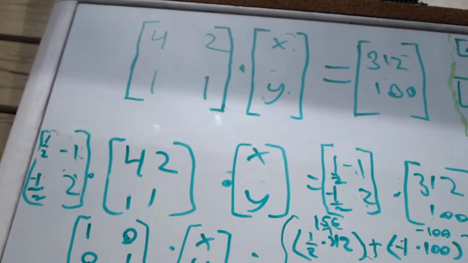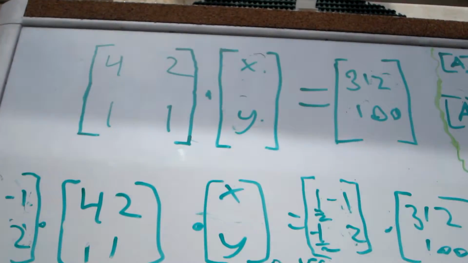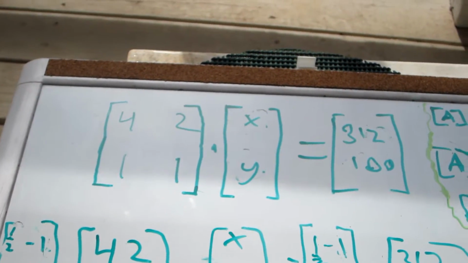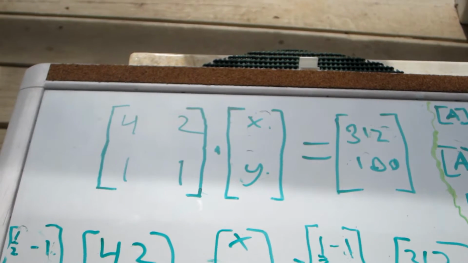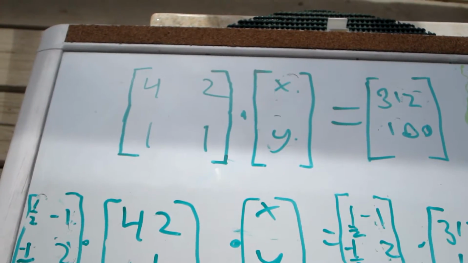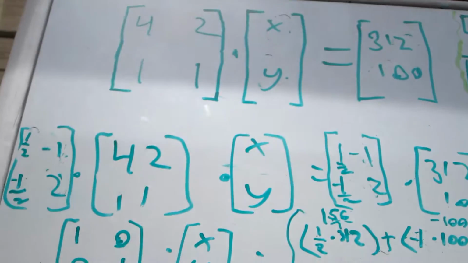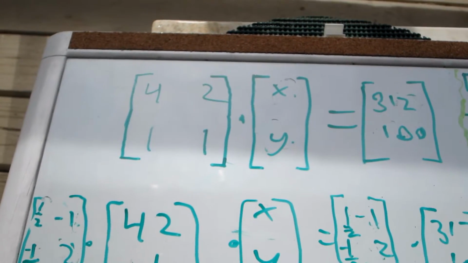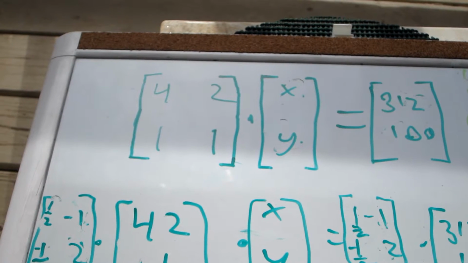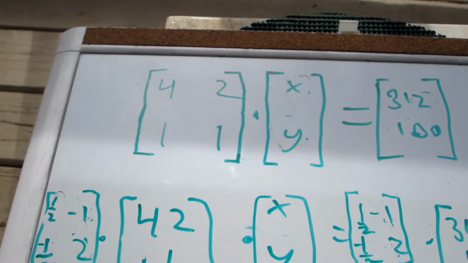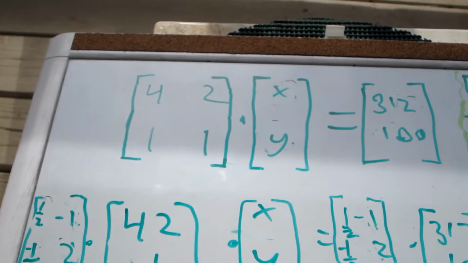Okay, so in order to solve the problem, you need to multiply. In order to find x and y, you need to multiply matrix A inverse on both sides. You have to take A, B, C, D and make it the inverse of D, negative B, negative C, A.